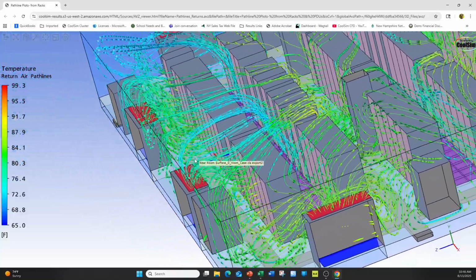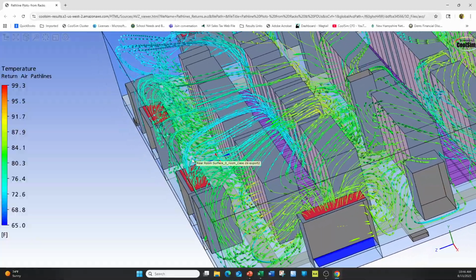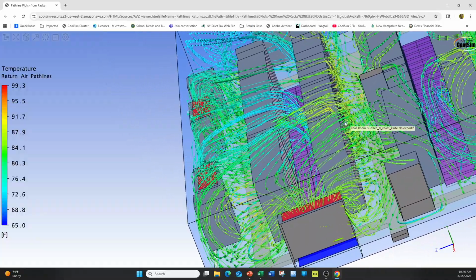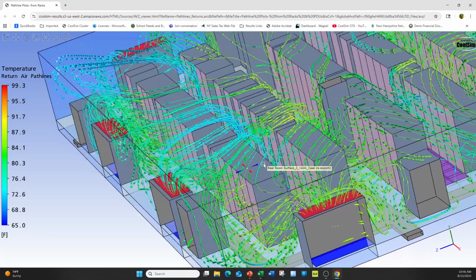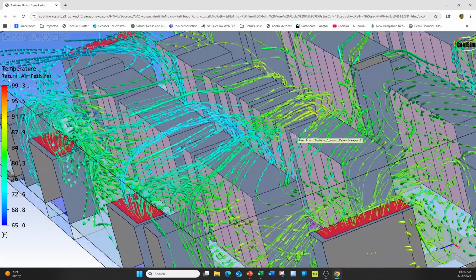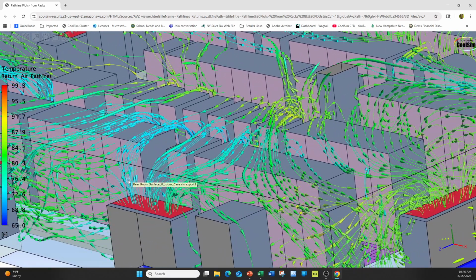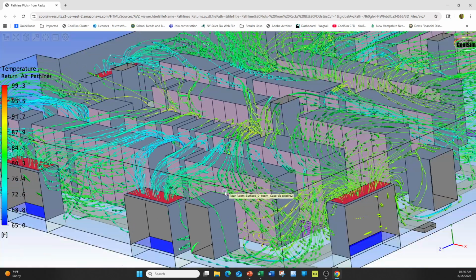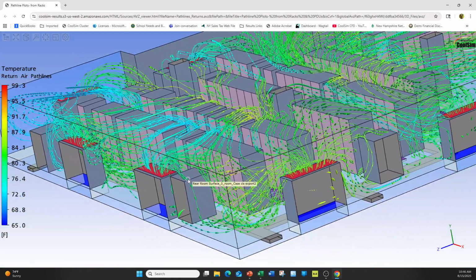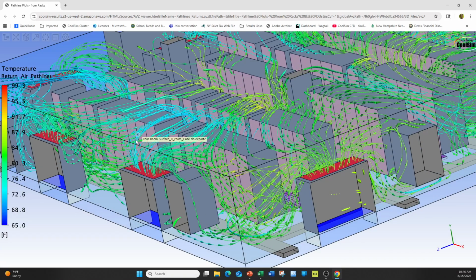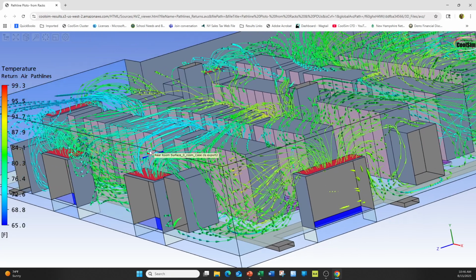So here we have the hot. We're just looking at the hot air right now. You see the hot air coming back towards the cooling units as they should. But you notice that as the hot air comes back and it cools off, you see temperature dropping. We're looking at the temperature here ranging from 65 to 99. You see this cooling unit is being cooled off by the air that I showed you in the earlier image, mixing. There's mixing of hot and cold in this design.